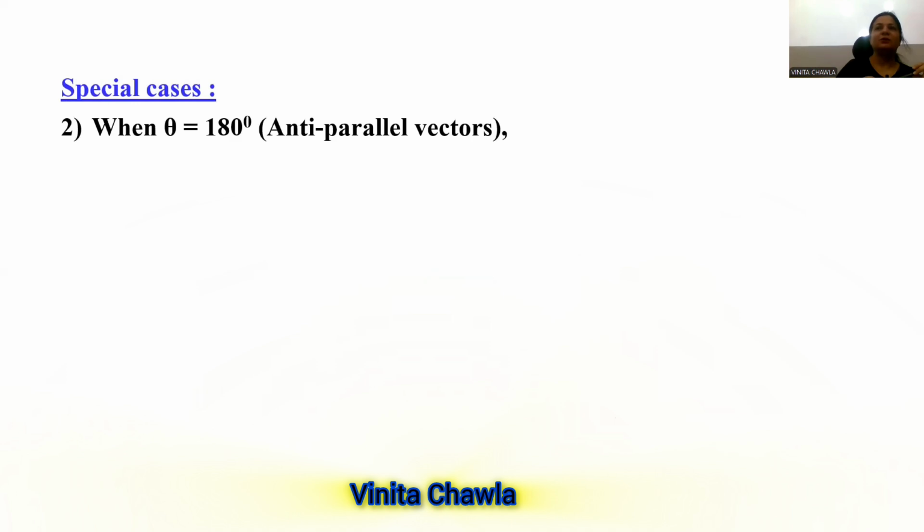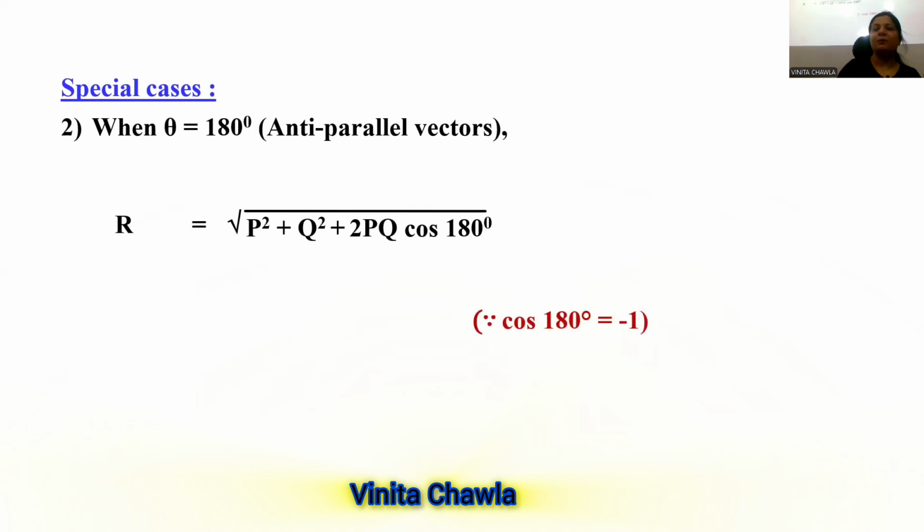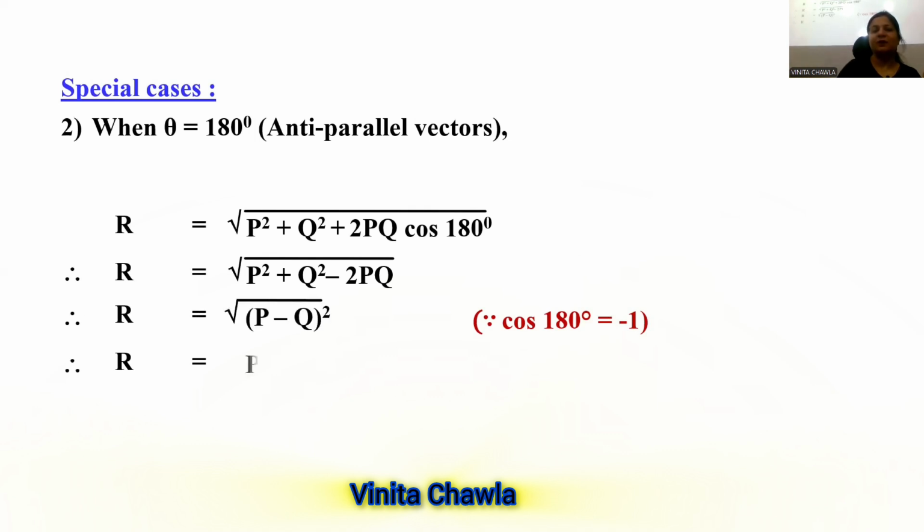Cos 180 minus 0 is minus cos 0 degree. So we write minus 1. Okay. R is under the root of P square plus Q square plus 2PQ cos 180 degree. So for cos 180 degree we write minus 1. So we'll get P square plus Q square minus 2PQ. It's P minus Q whole square. We'll simply subtract the vectors to get the resultant vector. Similarly, we can find the angle between the resultant vector and one of the vectors.